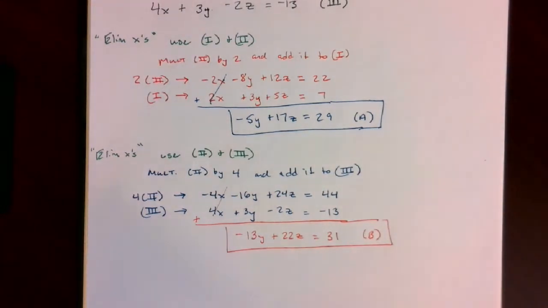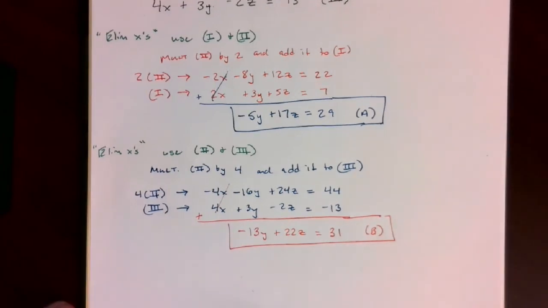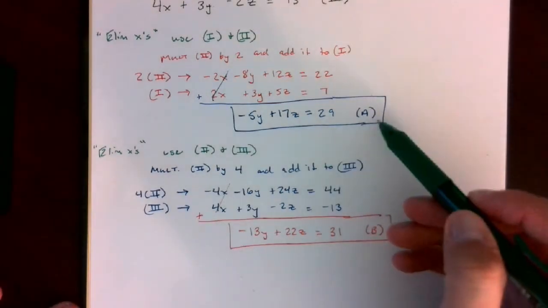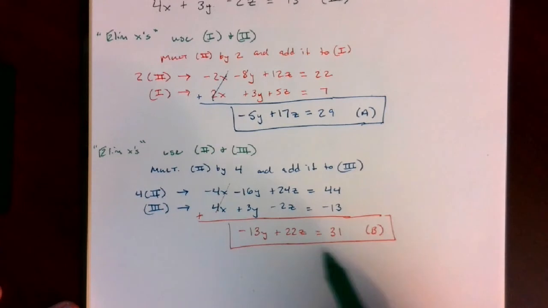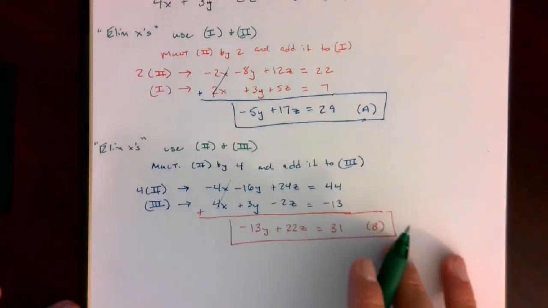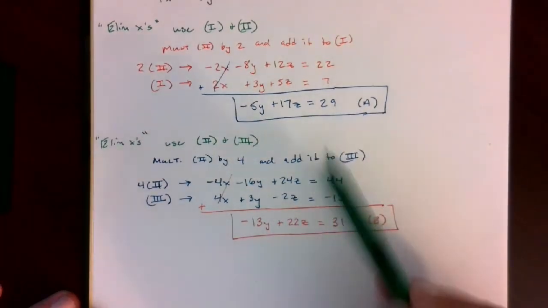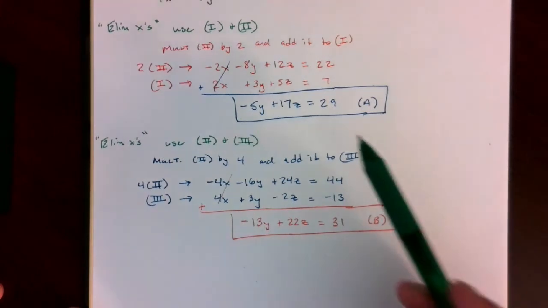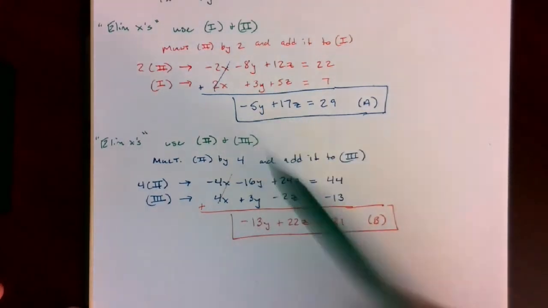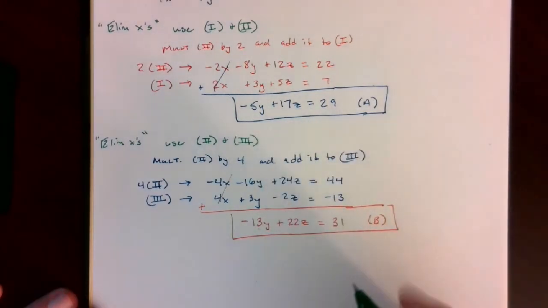So now I want to solve this system of negative 5y plus 17z equals 29, and negative 13y plus 22z equals 31. Well, what do I eliminate, y's or z's? It doesn't really matter what you pick. I'll pick to eliminate y's just because they have smaller coefficients, but it doesn't really change anything.